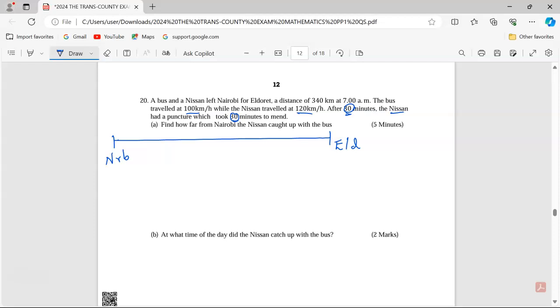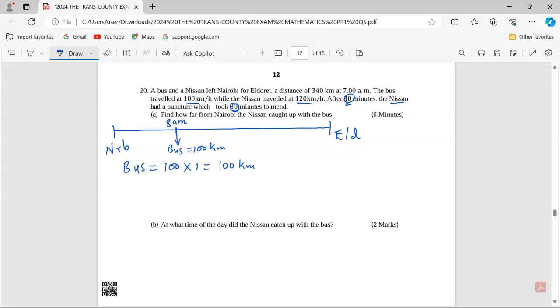Therefore, we're going to say after 1 hour, this is let's say at some point here, this is 8 a.m. the same day. We can get the distance by the bus, which is going to be 100 kilometers per hour times time, which is 1 hour, getting 100 kilometers. Therefore, the bus is going to be 100 kilometers towards Eldoret.